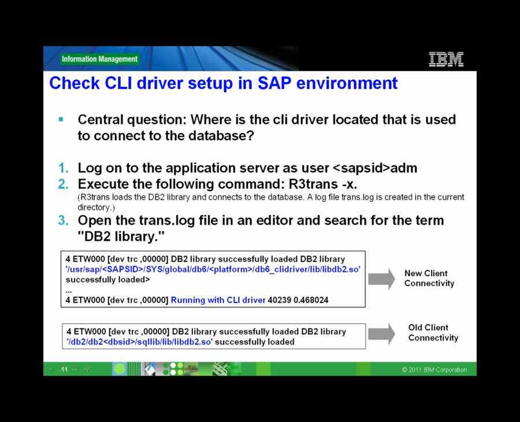If it refers to some sqllib directory, then it is using the so-called old client connectivity. That means that the CLI driver is loaded from a DB2 runtime client installation. If you see that the DB2 libraries are loaded from the global directory, then you know that the new client connectivity is used. You may also hear the term thin client for the new client connectivity.